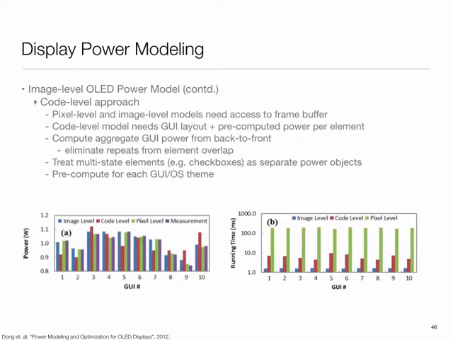So that's what this code level approach does, which is basically the code gives you what the GUI layout is, and then there are pre-computed power values for each element, and then you compose them up. And of course, if you have something like a canvas where an arbitrary image is being shown, then for that you will have to do a pixel level or pixel or histogram or random sampling kind of stuff. So you can work with that.